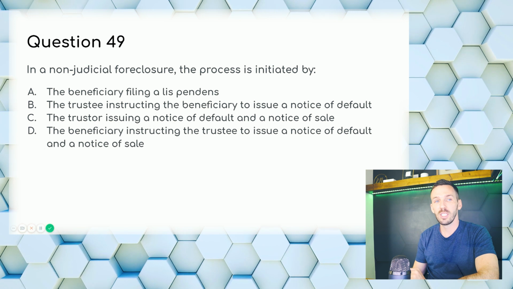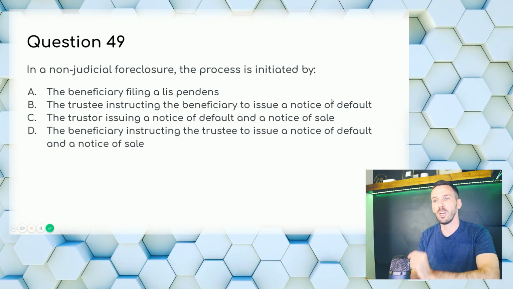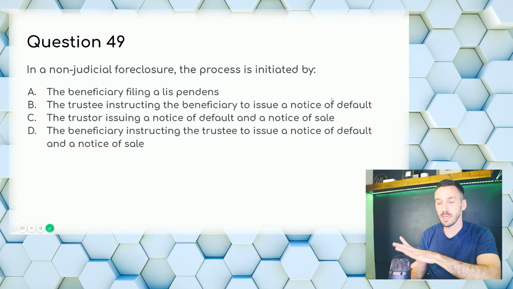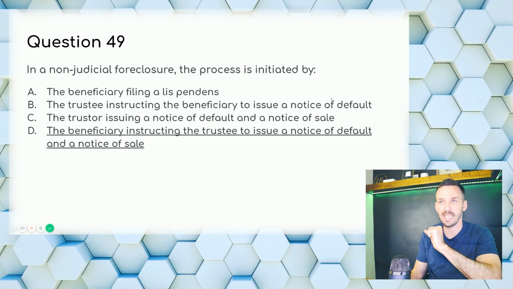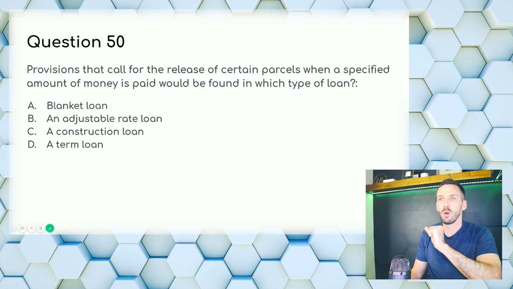So the non-judicial foreclosure is the quicker one. Judicial means going to court, basically. So this is done with the trustee giving a notice. Answer is D.